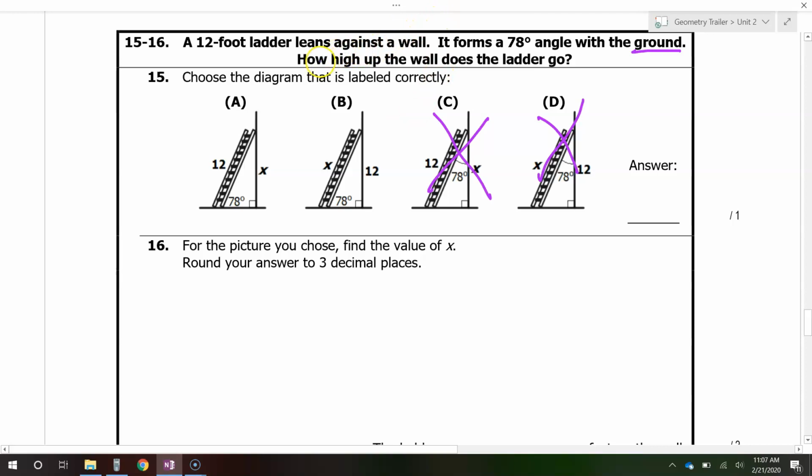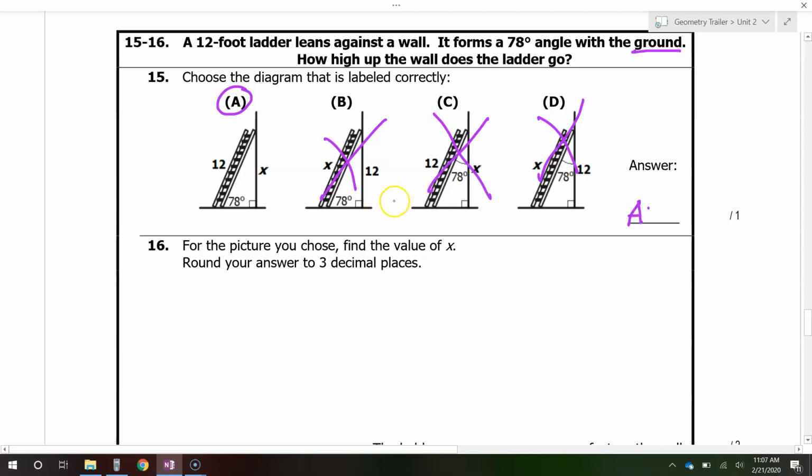How high up the wall does the ladder go? So this is the X, the height of the ladder on the wall. So that is going to be this one. This X is how far up the wall the ladder goes. They didn't say how long is the ladder. That's what B is doing. So the answer is A. This is the picture that we're using.